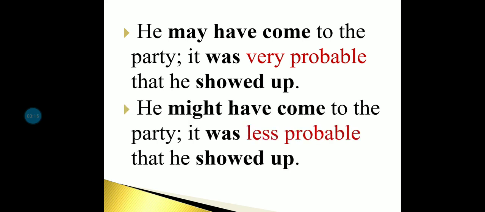Let's take a look at the second example here. He might have come to the party. So this suggests less probability using might have. So once again, he might have come to the party. That is, it was less probable that he showed up. Okay?